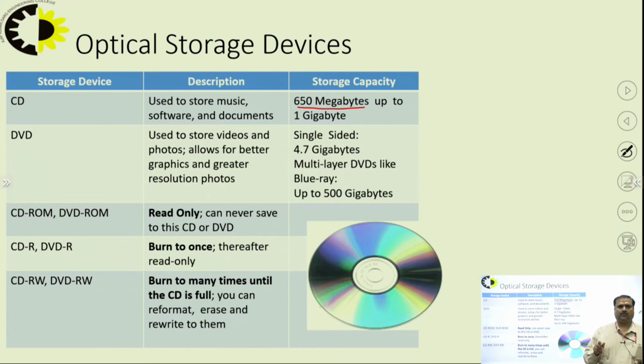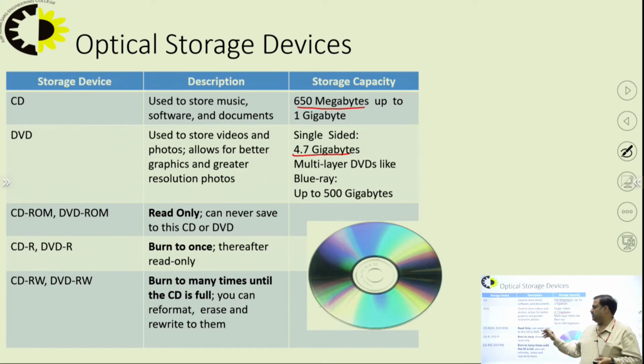DVDs are used to store videos, photos, and they allow better graphics and greater resolution photos because their capacity is more than 4.7 GB. So multiple CDs can be stored in one DVD. So there are multi-layer DVDs also available. Some Blu-ray DVDs are also available which can store up to 500 GB of data. So very high quality video or a very high quality movie can be stored on these Blu-ray discs.